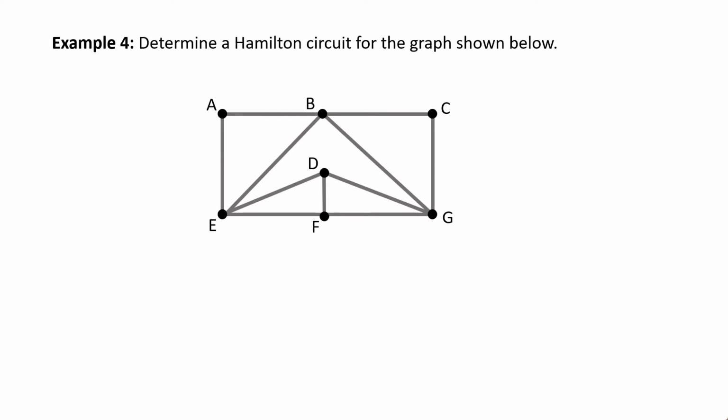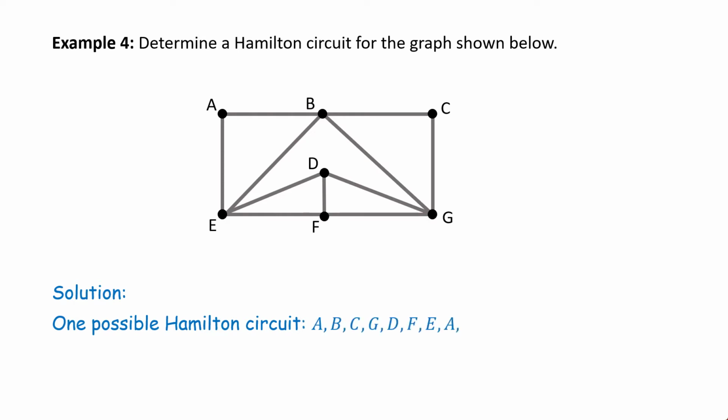Example, determine a Hamilton circuit for the graph shown below. We have many options. One possible Hamilton circuit. I'll start at A. Travel from A to B to C to G to D to F, E, and back to A. Before you proceed, find another Hamilton circuit on your own.